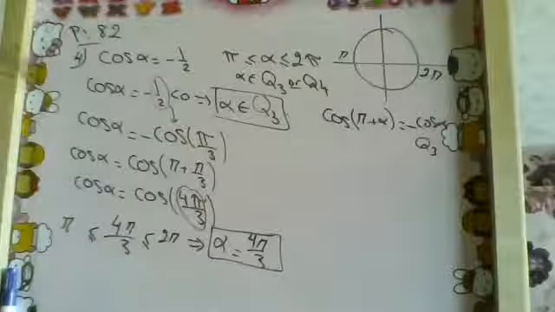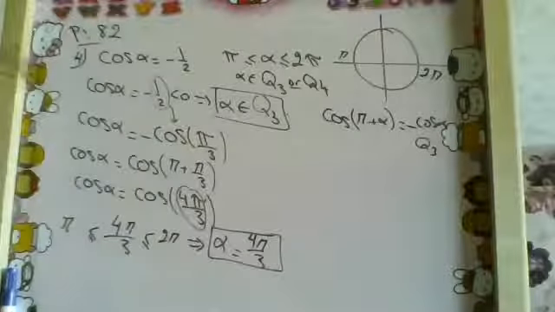Or if you want to make it easy, use "All Students Take Chemistry". In quadrant 4 cosine is positive, but tangent is not positive, because sine is also negative, and negative with positive gives negative. So the upper one is accepted and the lower one is rejected.